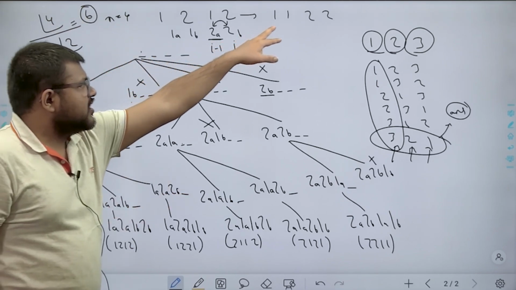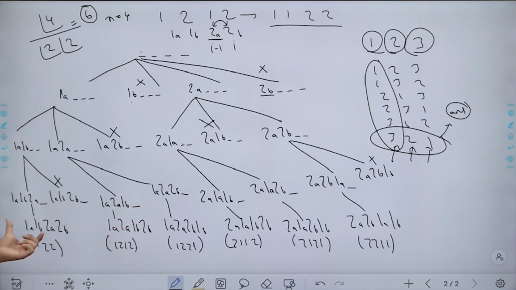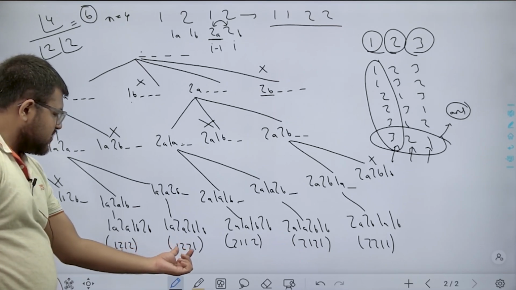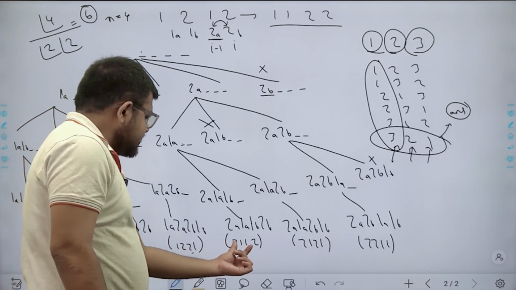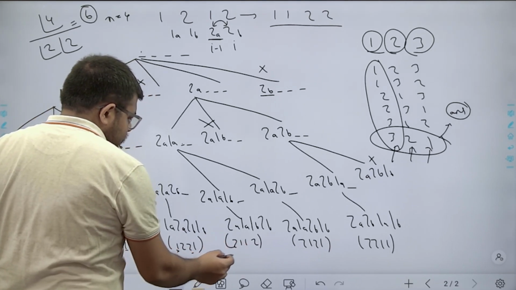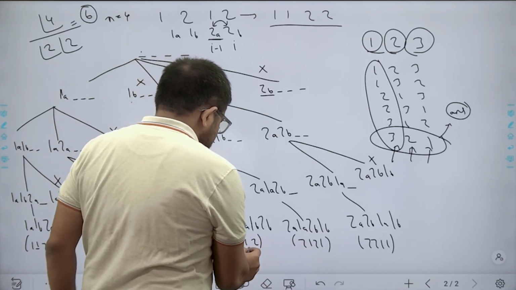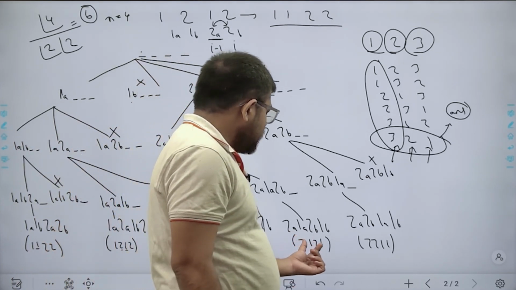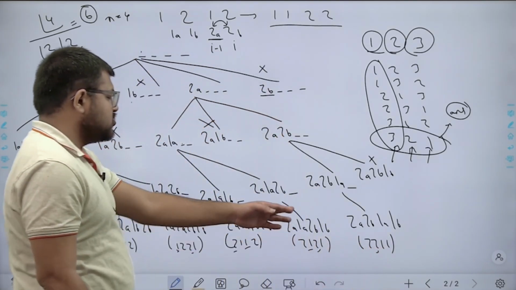Also, since we sorted the array initially, the order in which we get the permutations is sorted. So here you see you have 1 1 2 2, which is less than 1 2 1 2. Why? Because here we have 1, here we have 2. Now 1 2 1 2 is less than 1 2 2 1, because here we have 1, here we have 2. 1 2 2 1 is less than 2 1 1 2, because here we have 1, here we have 2. 2 1 1 2 is less than 2 1 2 1, because here we have 1, here we have 2. 2 1 2 1 is less than 2 2 1 1, because here we have 1, here we have 2. So we get them in the sorted order.